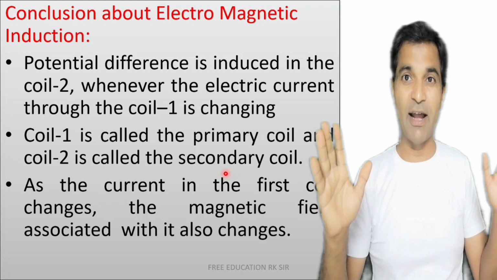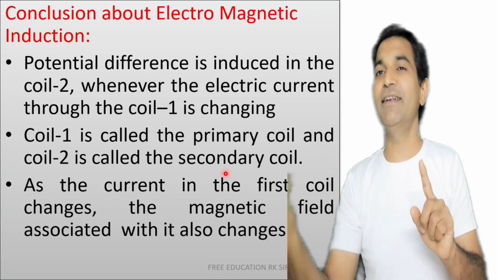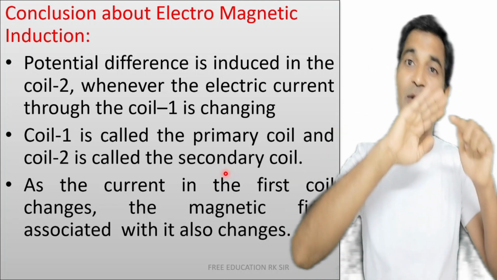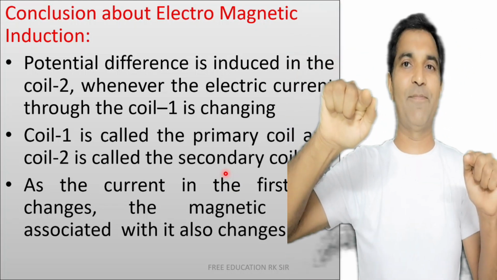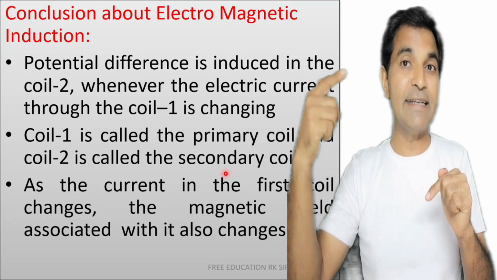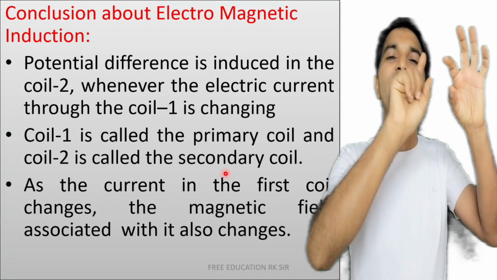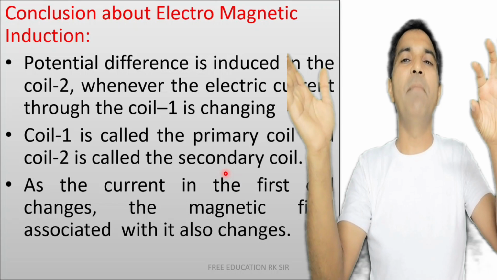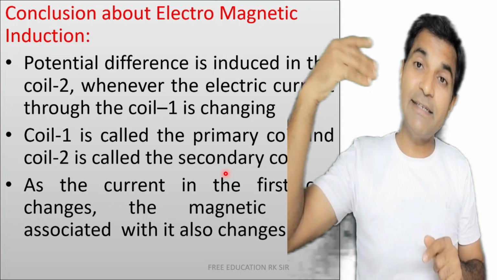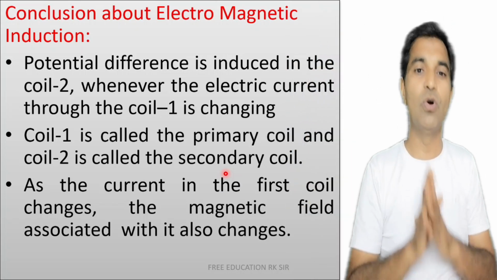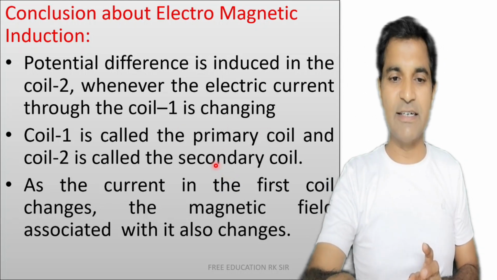Now, I think you must be clear about electromagnetic induction and the word electromagnetic induction. Electricity induces magnetism and magnetism induces electricity once again in another coil, through once again the magnetism. Repeat, electromagnetic induction means electricity induces magnetism in coil number 1, then this magnetism links with coil number 2 and it generates current in coil number 2. Coil number 1 is called the primary coil and coil number 2 is called the secondary coil.